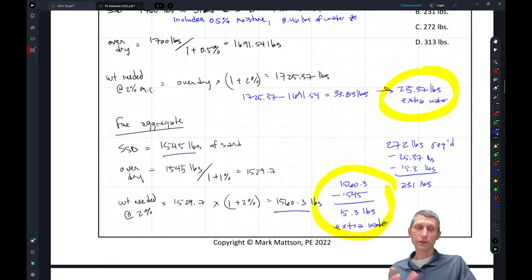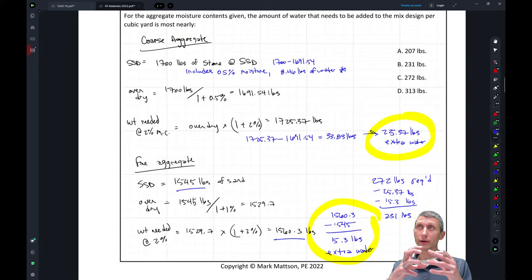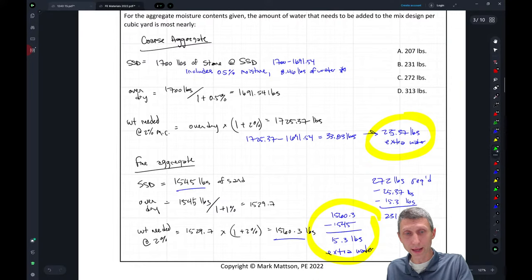The idea here is there's too much water in the aggregates. We have to reduce the amount of water we put in because that water's already extra in the aggregate. If you picked up this aggregate and put it on a sieve, that water would start to drip out, right? There's too much water there. It's above SSD condition, the saturated surface dry condition. So the right answer here is going to be this 231.